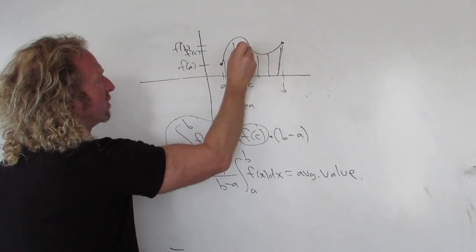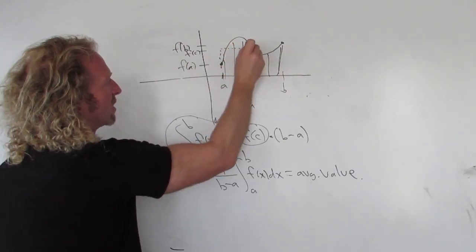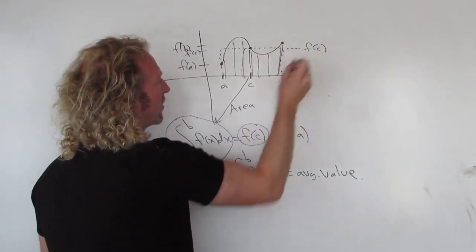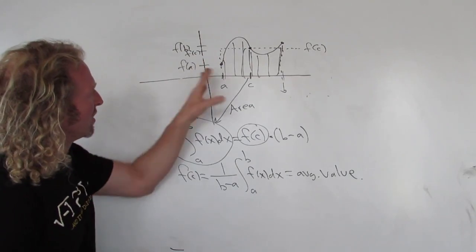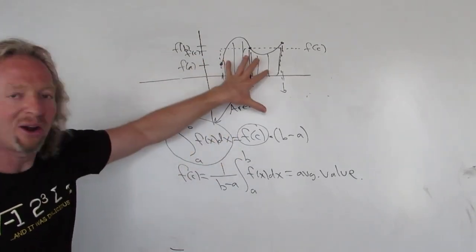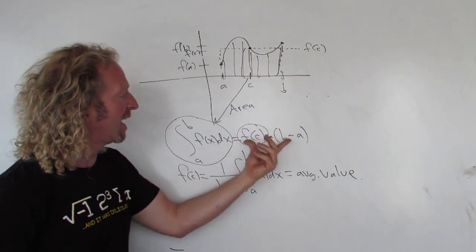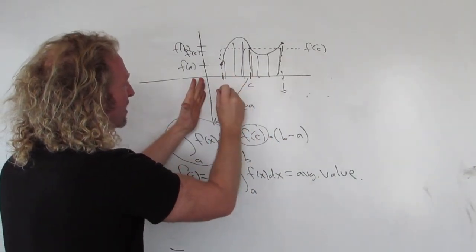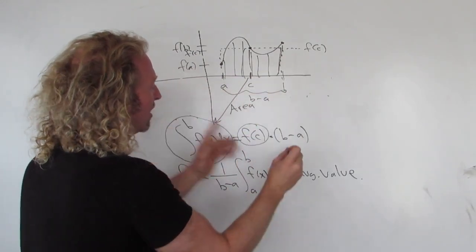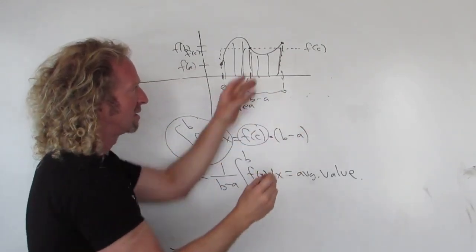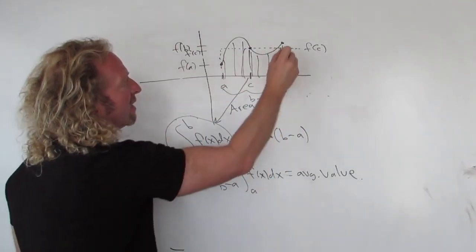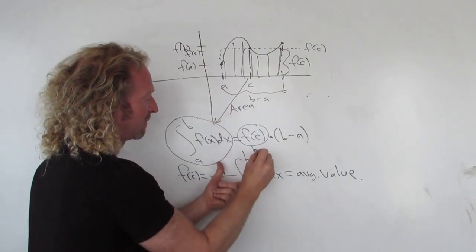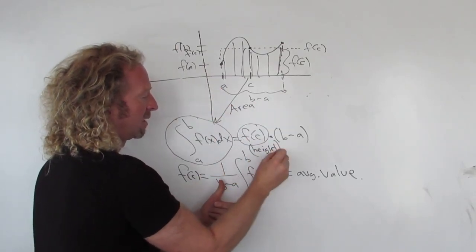What you can do is draw a box whose height is f of c. So f of c is the height of this box. What the mean value theorem is saying is that the area under the curve is equal to the area of the box. Think about it. If this is a and this is b, then this distance here is b minus a. Remember, the area of a box is the width times the height. The height of the box is f of c, and the width is b minus a. So this is the height times the width.